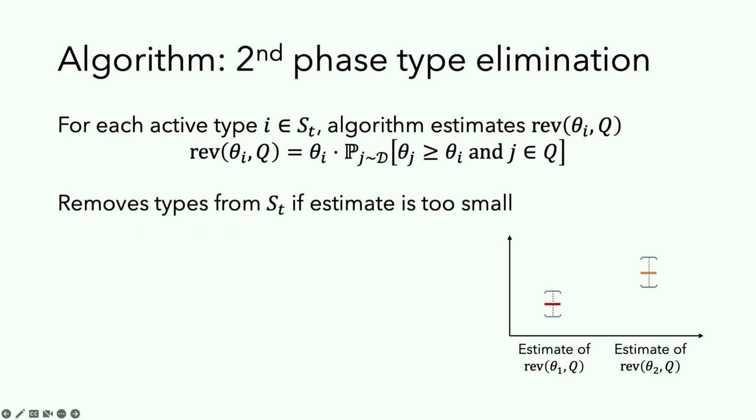And finally, the algorithm removes types from this set of active types if they estimate that the revenue that type is contributing is too small. So for example, if this is their estimate of the revenue from the first type, and this is their estimate of the revenue from the second type, when the confidence interval here falls below the lowest confidence interval there, we're just going to eliminate that first type from our active types, like a standard successive elimination algorithm.